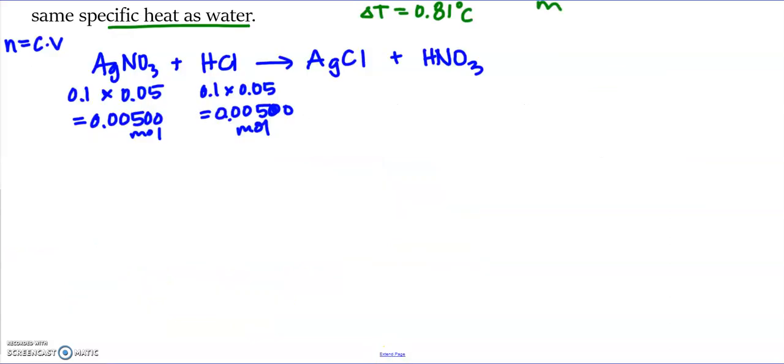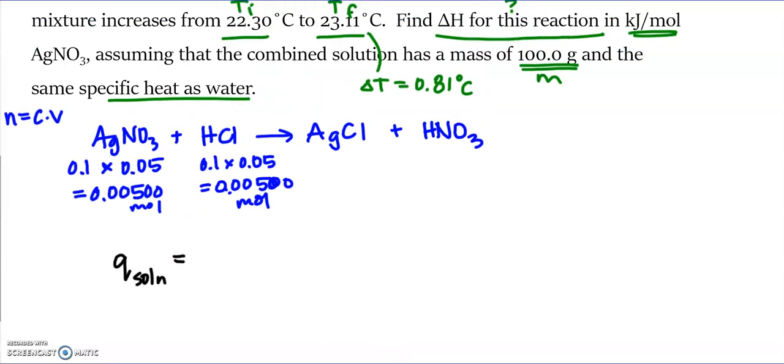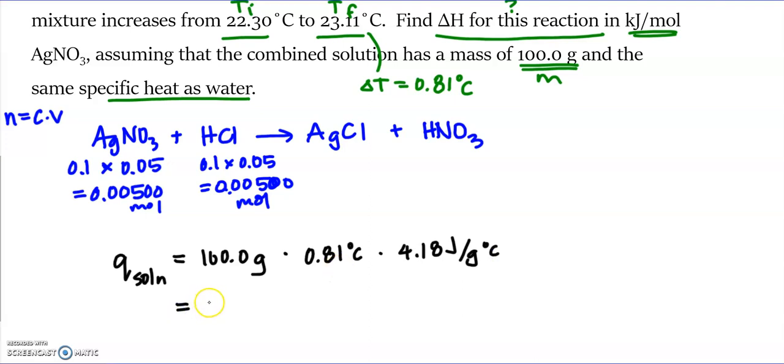So now we can go about finding the heat of our solution. Q for our solution is going to be the mass of our solution, which was, if we go back up, 100 grams, our change in temperature, which was 0.81, and it says same specific heat as water because it's mostly water when we have an aqueous solution, so 4.18 joules per gram degrees Celsius. So our heat of our solution, with 2 sig digs due to the temperature, is 340 joules.